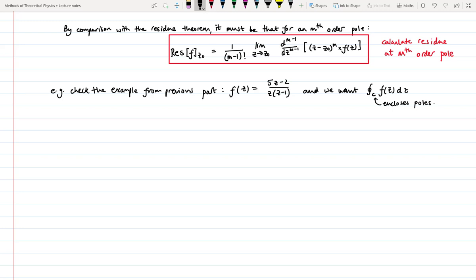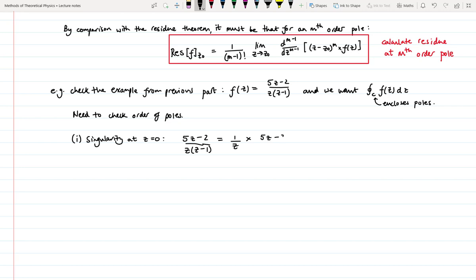The first thing to do is to check the order of these poles. We know that we have singularities at z equals 0 and z equals 1. So let's first look at the singularity at z equals 0. You might be able to spot from the function itself that this is a simple pole. There's a little trick that will justify this. You can write the function (5z minus 2) over z times (z minus 1) as 1 over z times (5z minus 2) over (z minus 1).